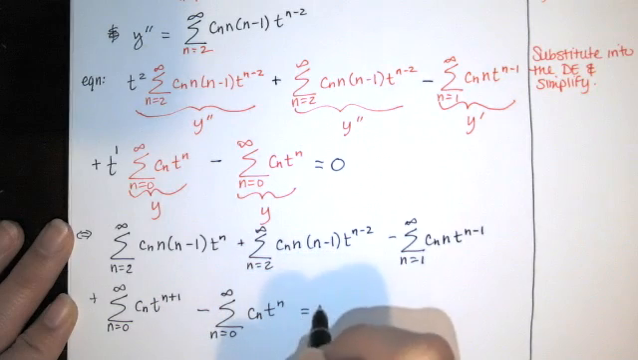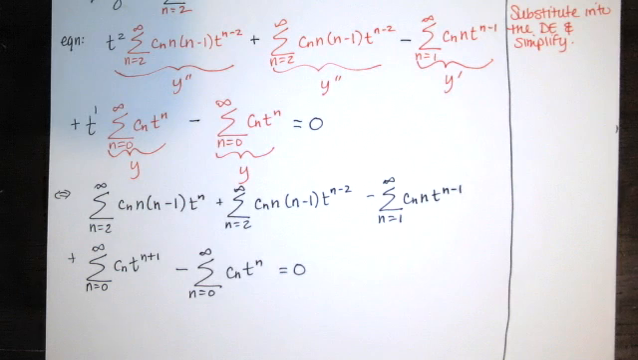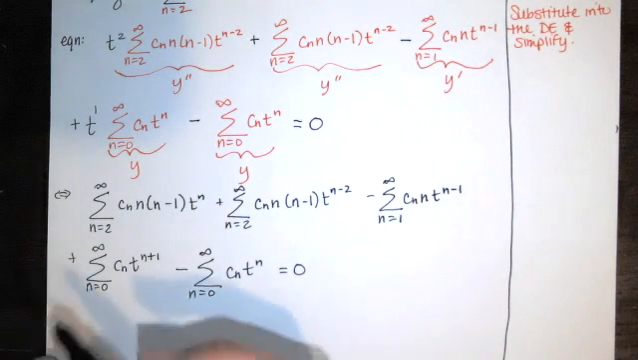And then you've got this. Okay, so we've got 5 series and we want to add them together so that we can find the values of the constants. In order to do that, all the series need to start with the same power of t. So we need to think about where these series start.